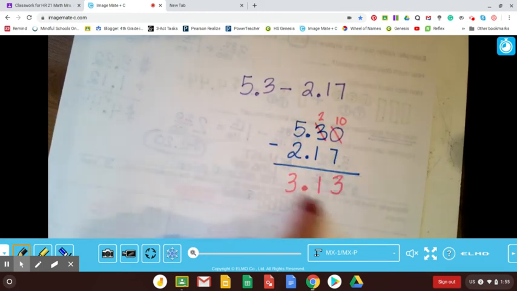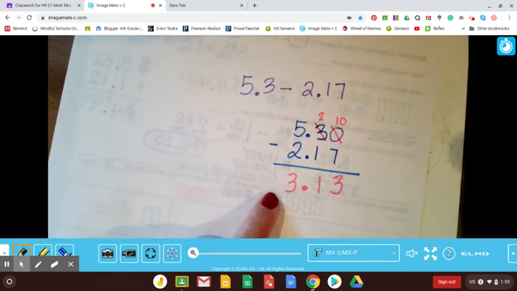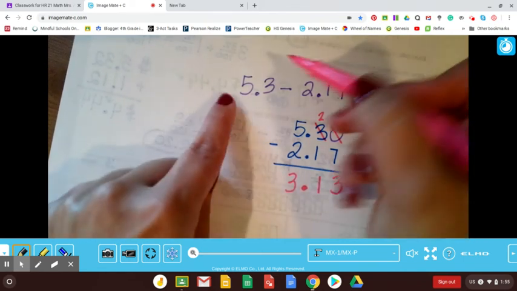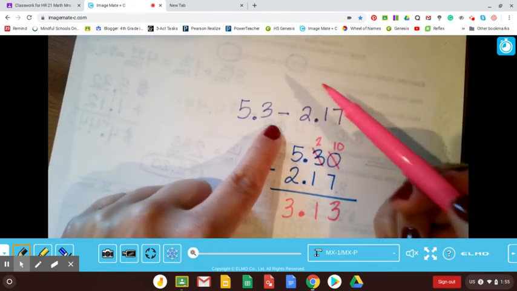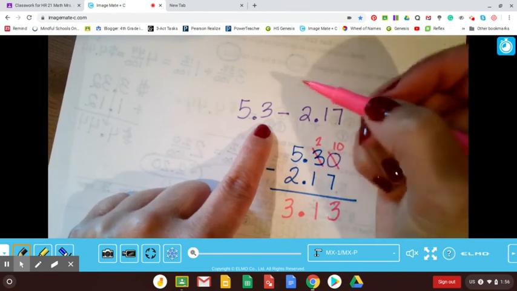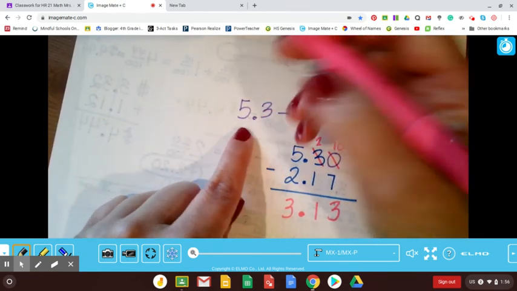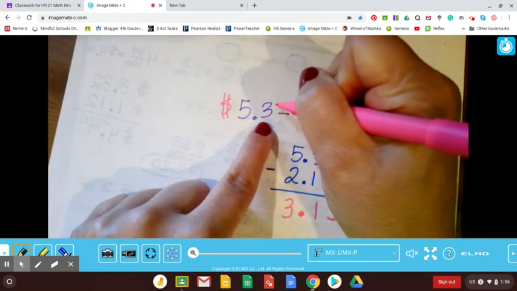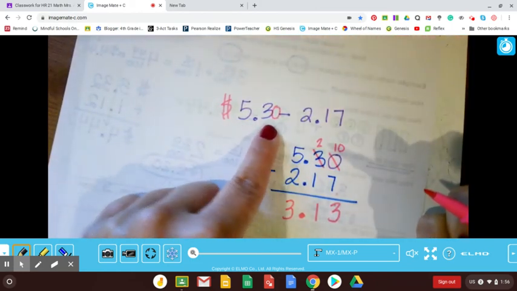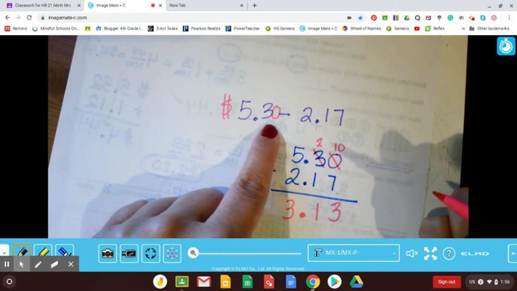Notice that I'm not dealing with money here, but I could have been if I wanted to. In my original problem, if I was dealing with money, instead of saying 5 3/10, this probably would have said 5 30 hundredths. And now we know that 3/10 and 30 hundredths are equivalent.